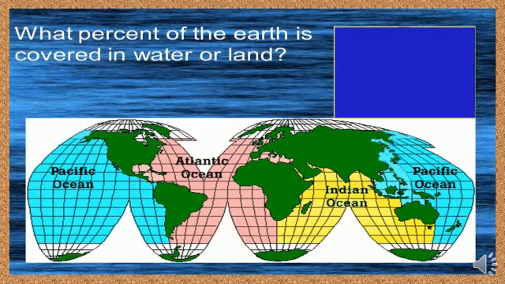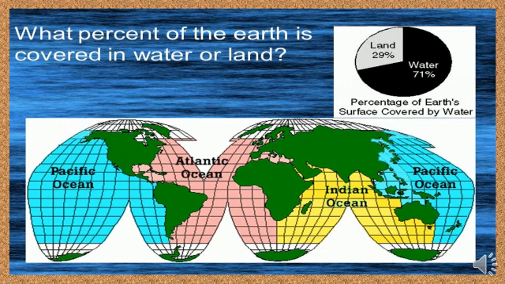Our earth's surface is covered with water and land, isn't it? But tell me, do you know what percent of the earth is covered in water or land? Just think. Okay, I'll tell you. 29% of earth's surface is covered by land, whereas 71% is covered with water.